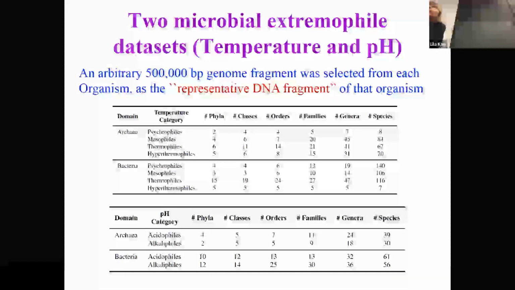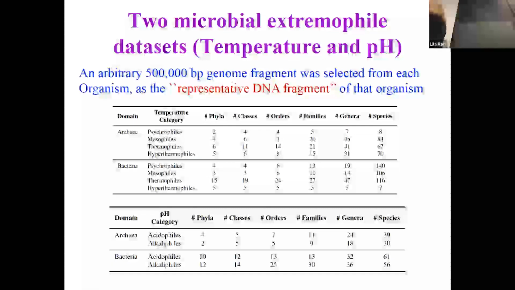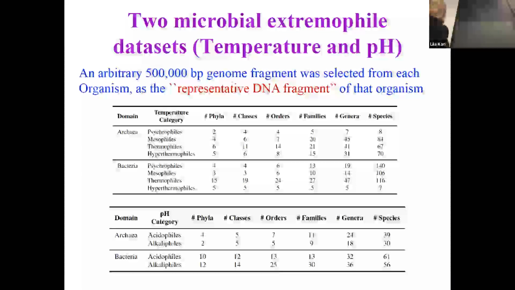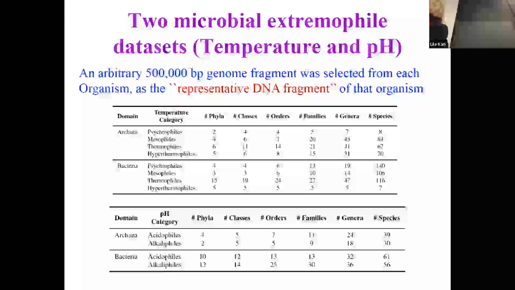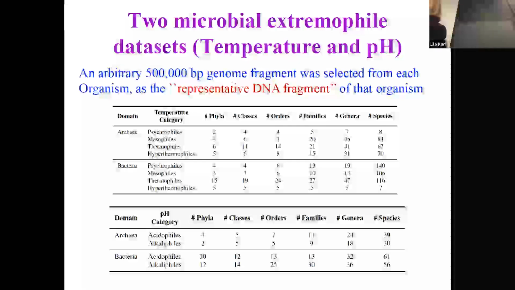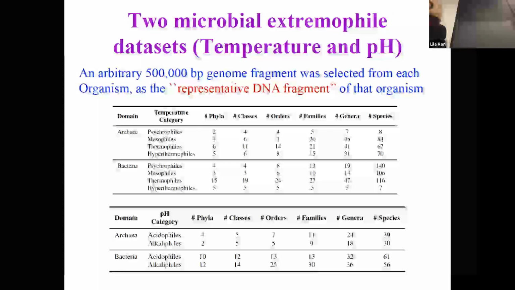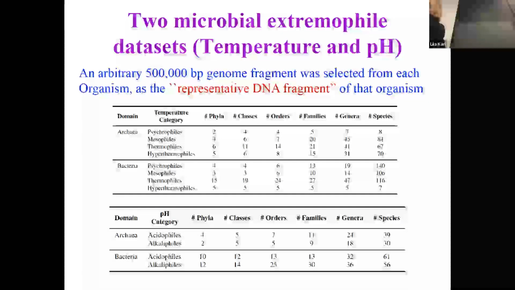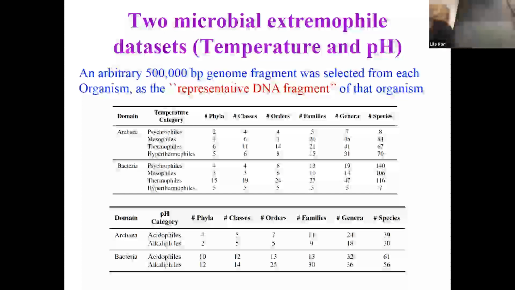Remember the two out of three domains of life? Psychrophiles are the guys who live in ice, who like cold; mesophiles, so-so; thermophiles, they like it really warm; hyperthermophiles like it really hot. And bacteria the same. And then for both bacteria and archaea, we have a data set of acidophiles, they like really high acidity, or alkaliphiles, they like the opposite of that.